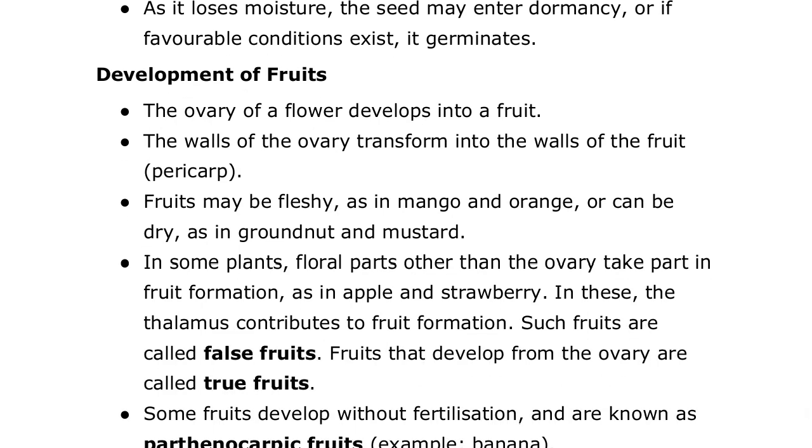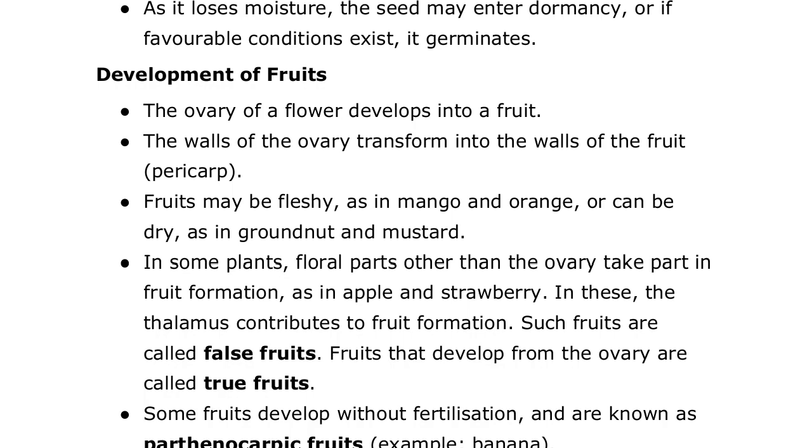Development of fruits. The ovary of a flower develops into a fruit. Means fruit is nothing but a fertilized ovary. The walls of the ovary transform into the walls of the fruit, that is pericarp. Fruits may be fleshy as in the case of mango and orange, or can be dry as in the case of groundnut and mustard. In some plants, floral parts other than the ovary take part in the fruit formation, as in apple and strawberry, that is known as false fruit.